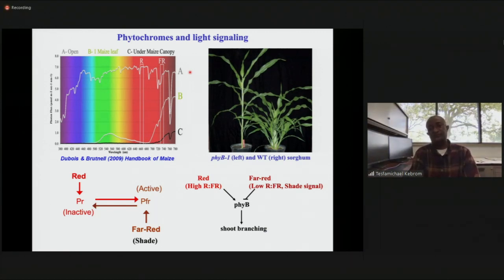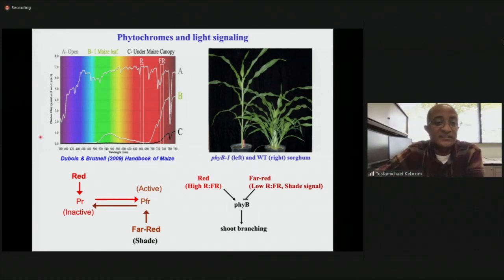bud development or growth? Plants have photoreceptors for monitoring the level of light, the visible light, from around 400 nanometer wavelengths, the blue range, up to the far red around 780 nanometers. For the blue, they use a photoreceptor called cryptochrome, while for the red and far red, they use phytochrome. And phytochromes are the ones that monitor shading.